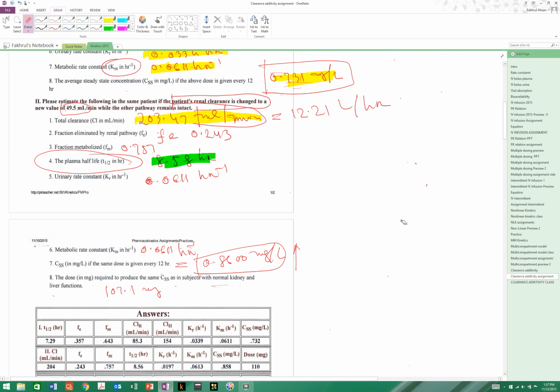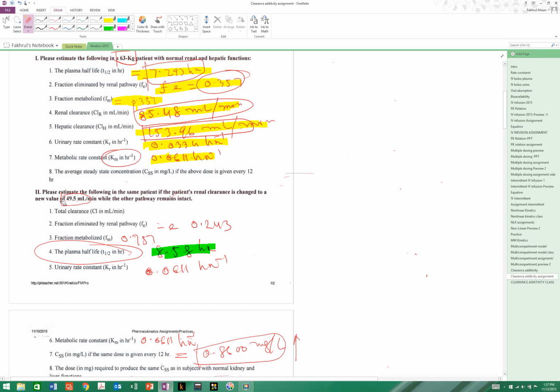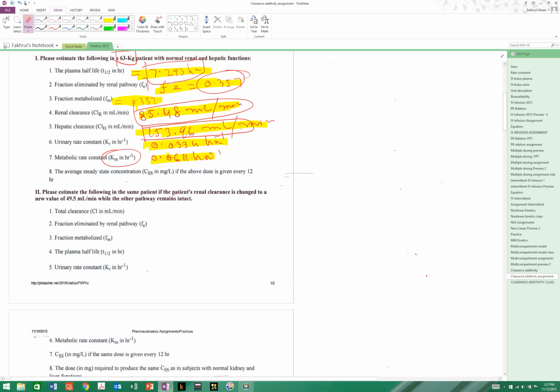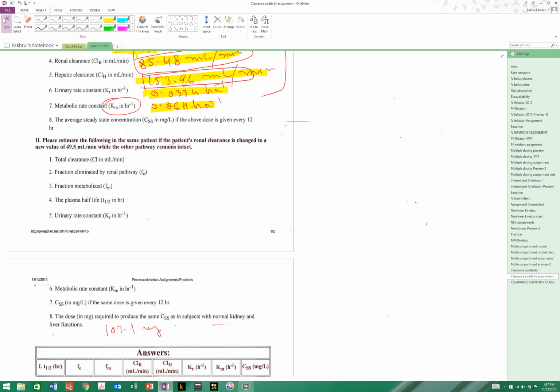Again, the point I was trying to make is that this assignment will have two parts. One will be for the healthy individual, and then this part would be a person who has decreased renal clearance. One way to check is that CSS will go up here, and your dose will go down to adjust the dose, because this is the adjustment we have made because of the bad kidney.